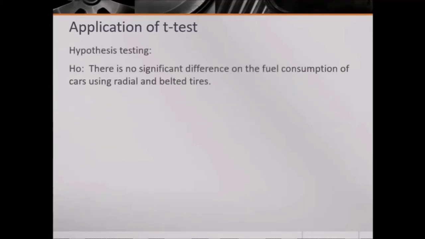Okay, para sa ating null hypothesis, there is no significant difference on the fuel consumption of cars using radial and belted tires. Kaya ngayon ang magiging reported mean natin ay sa group 1 doon sa radial at doon sa belted ay equal lang. Equal, kasi sabi doon ay there is no significant difference. So, equal. Yun yung ating null hypothesis.